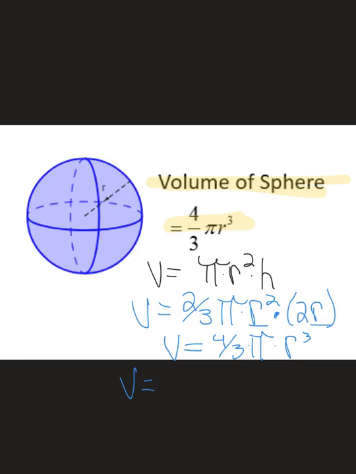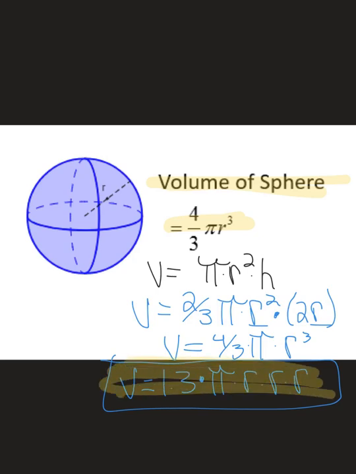So here we go. It's going to be volume equals 1.3. If you do 4 divided by 3 in your calculator, it's going to give you 1.33333 repeating. But I just put 1.3. And then we're going to do times pi. Then we're going to do times r times r times r, right? Because we're multiplying r 3 times. So I would be writing down this formula right now. This is the one that you're going to need for volume of a sphere.